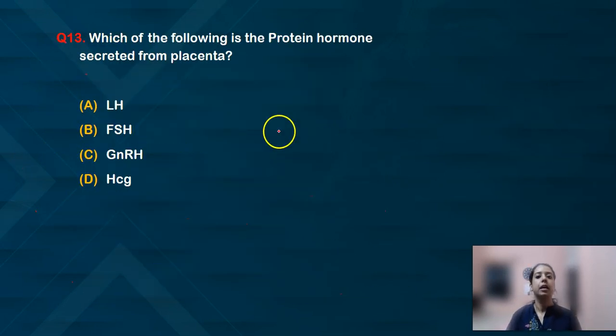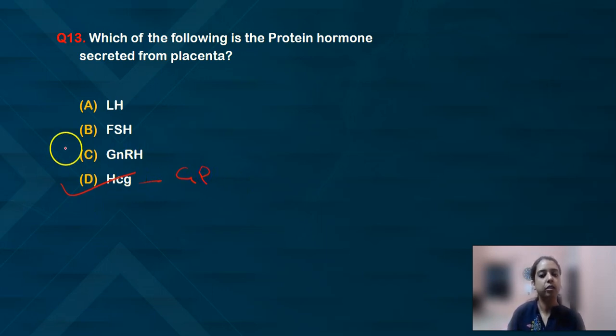Okay. Which of the following is a protein hormone secreted from the placenta? LH, FSH, GnRH and HCG. Among them, basically they all are protein hormones, but the protein hormone secreted exclusively by the placenta is HCG. It's a glycoprotein hormone secreted by the placenta. It has structural similarity to LH and FSH, but LH and FSH as such are not secreted from the placenta. GnRH is still being secreted from the placenta.